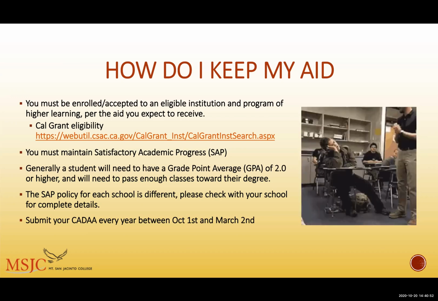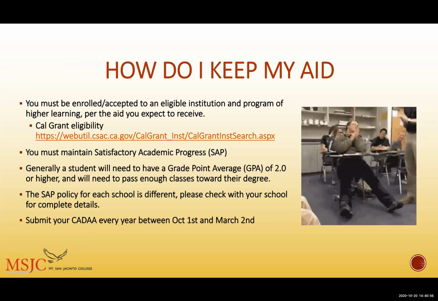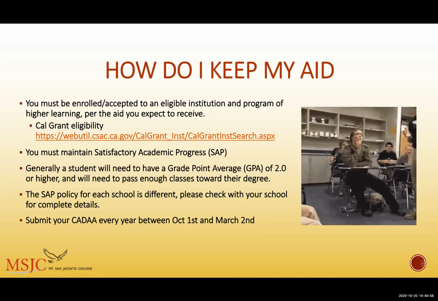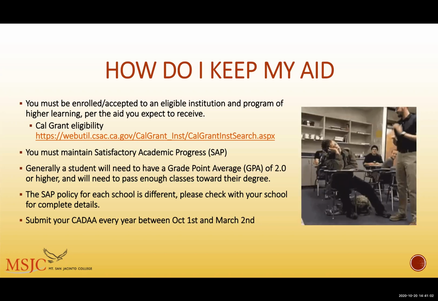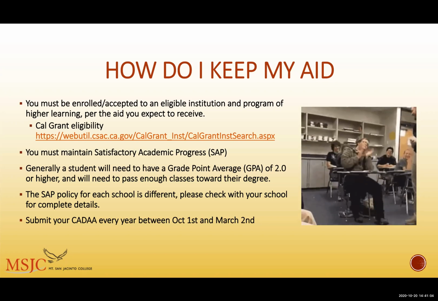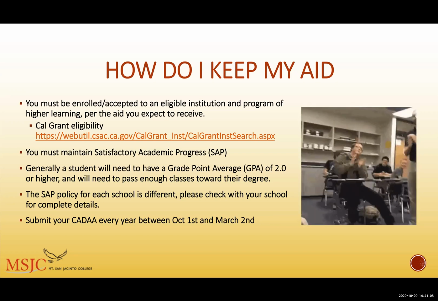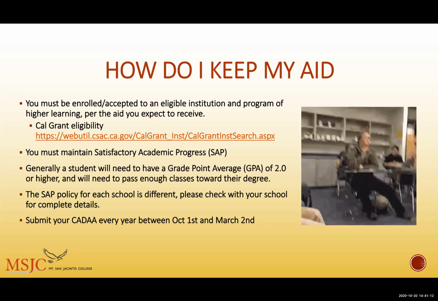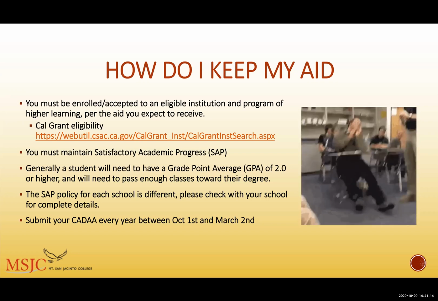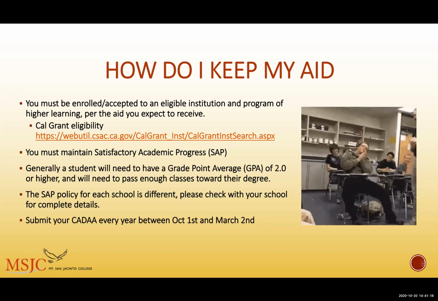One of the things is you have to be enrolled and accepted in an eligible program. So if you're at MSJC, normally those would be your certificates, associates, and beyond. If you're just here as undecided, then that is something that you will not be eligible for financial aid for. So you have to be at school pursuing something. Okay.